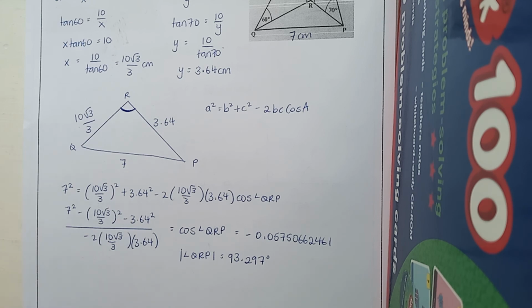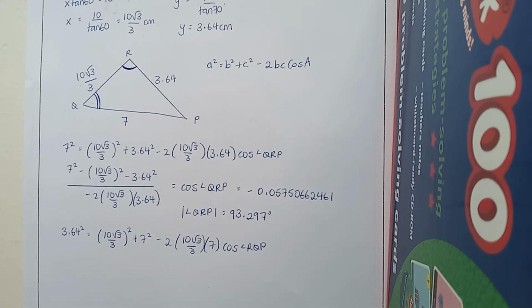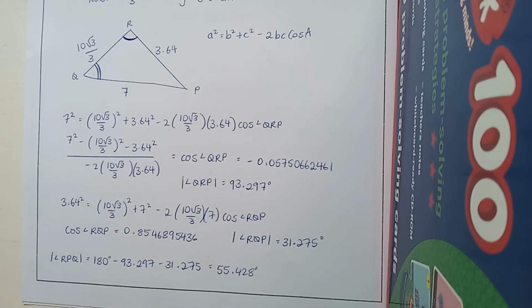I'm going to repeat this process now for a second angle, and I'm going to choose this angle here, the angle RQP. And again, I want to get the cos of RQP by itself, and cos inverse will give me the angle. You can do it a third time too if you like, but actually now that you've got 2 angles, you can just take from 180 to get the final one, which makes life just a little bit easier. And when I work that out, I've got 55.428 degrees. And there I have my 3 angles.